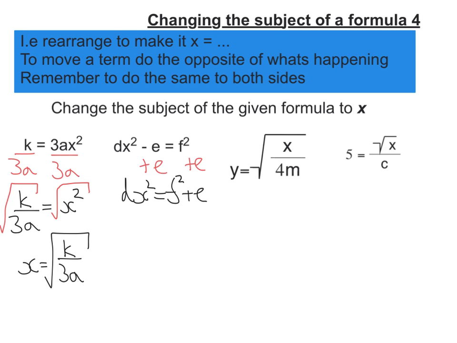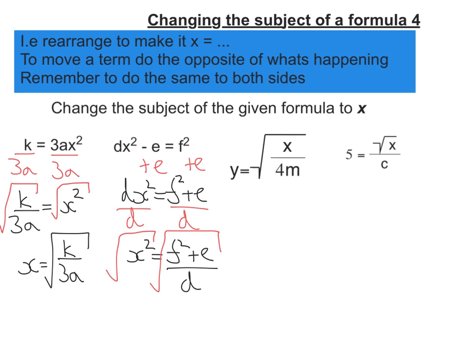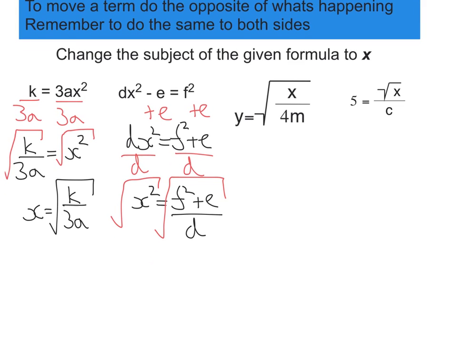And now I've got dx squared, so I need to remove the d. So I'm going to divide everything as it's multiplying the x squared. So I've got x squared is equal to f squared plus e over d. And now the x squared, well, I've got to do the opposite, which we've seen before, is square root both sides. So I'm going to get a square root, give myself a bit more space. And that means that x is equal to the square root of f squared plus e all over d.